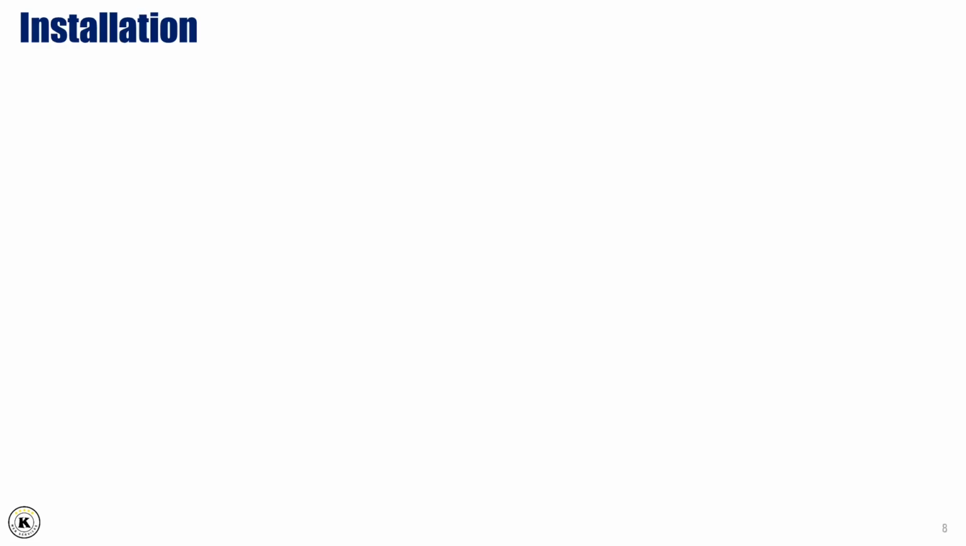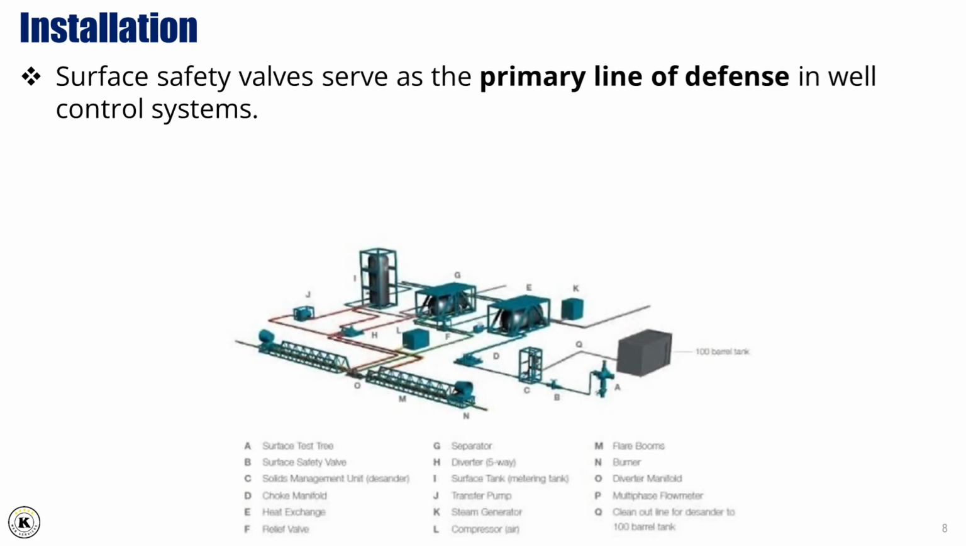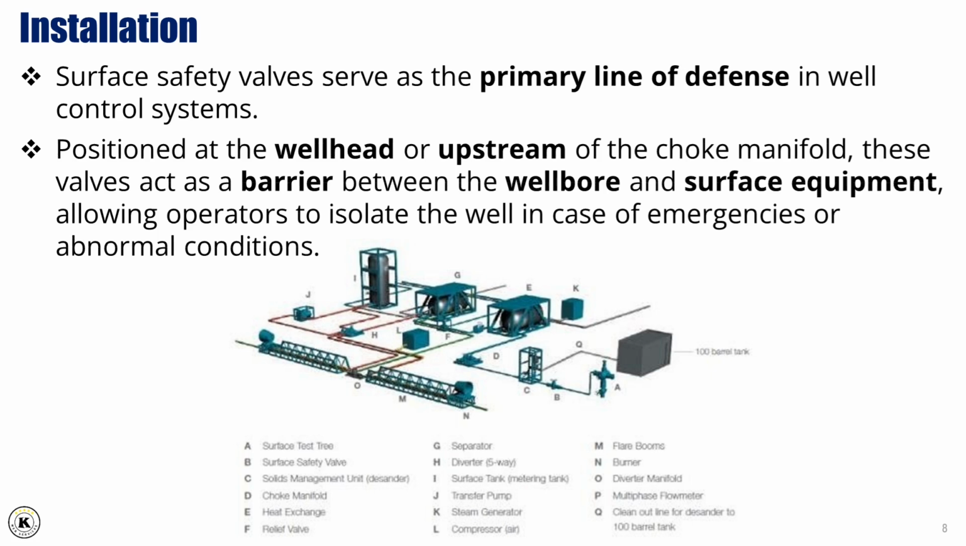SSV installation. Surface safety valves serve as the primary line of defense in well control systems. Positioned at the wellhead or upstream of the choke manifold, these valves act as a barrier between the wellbore and surface equipment, allowing operators to isolate the well in case of emergencies or abnormal conditions.